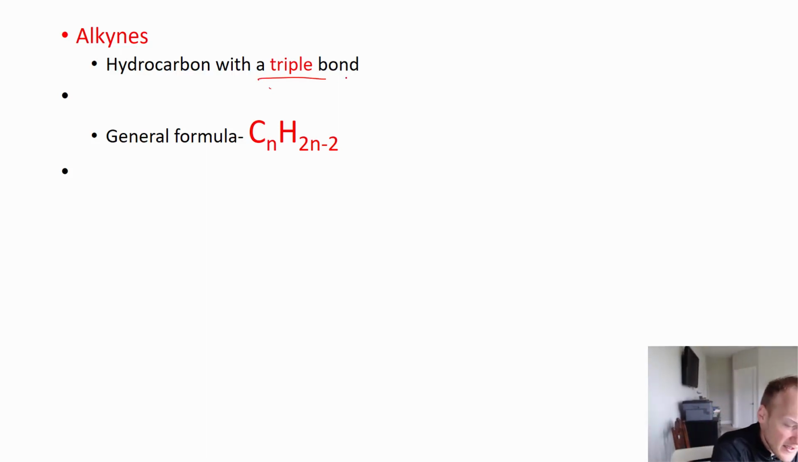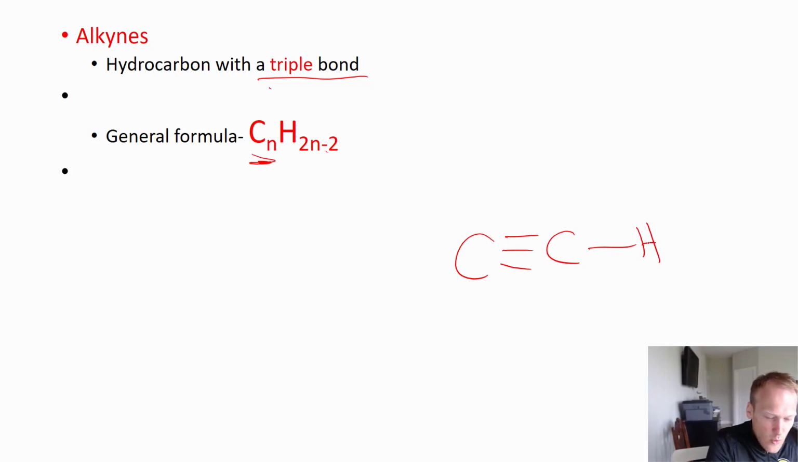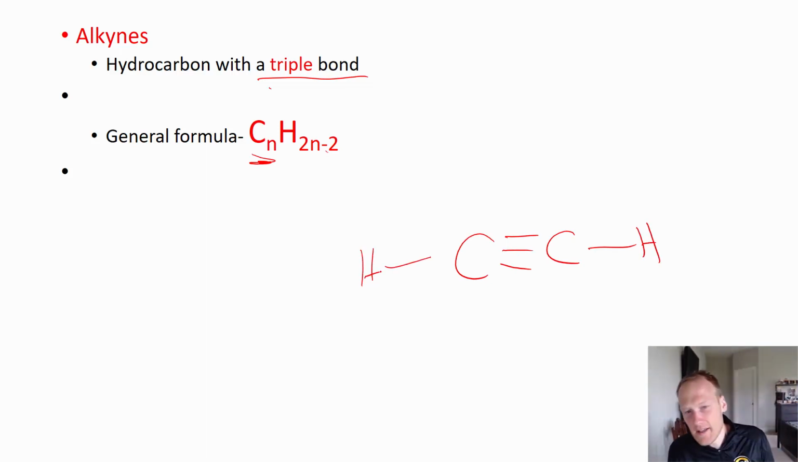Alkynes are going to have a triple bond. Notice the formula: C n H 2n minus 2. Why? Well, if I draw a triple bond between these two carbons, I only have one more hydrogen that each of them can take. So we'd have 2 carbons, and to get the number of hydrogens, we'd double that to 4, and then subtract 2, which gives us 2 hydrogens that fit there. So alkanes, alkenes, and alkynes all have very similar types of formulas, but they are different, and you need to be paying attention.